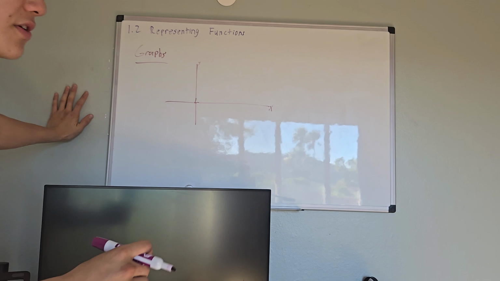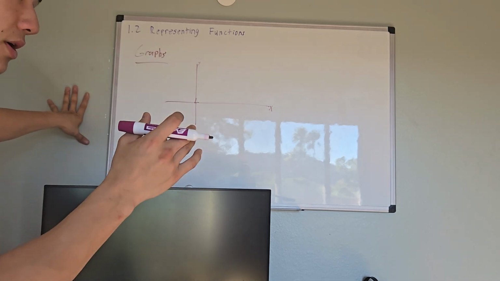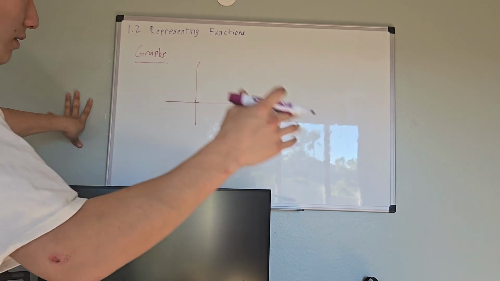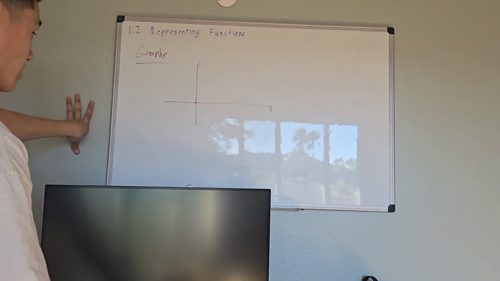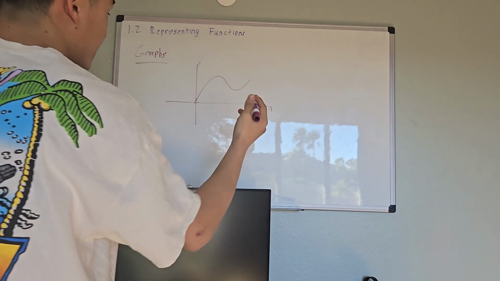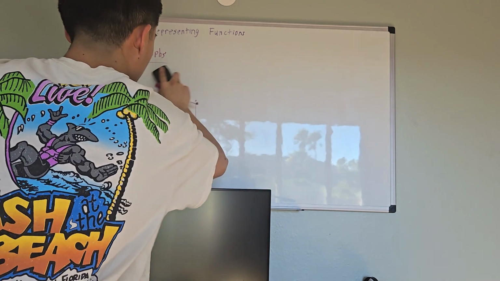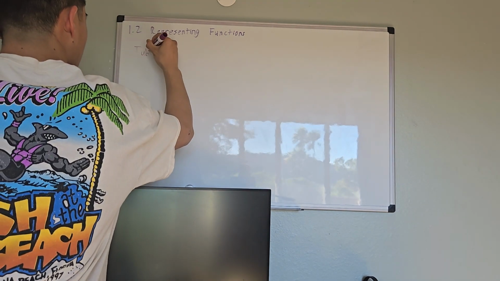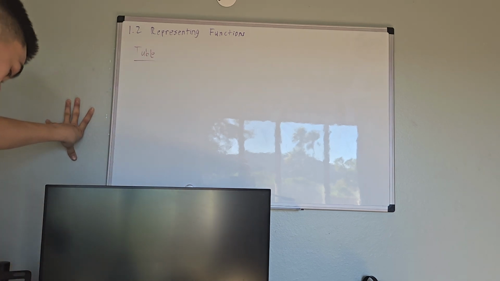Remember, what is a function? A function is something with an input that has an output, okay? A domain and a range, okay? So as you can see here, we can use a graph to represent a function, right? Now, let's take a look and see how we can use a table to represent a function, okay?